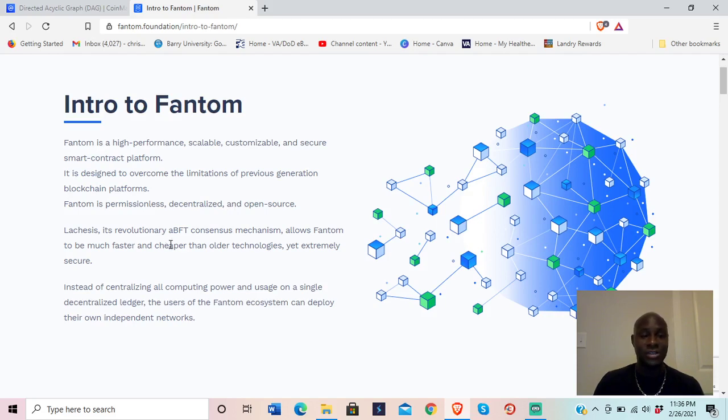Lachesis, its revolutionary ABFT consistency mechanism, allows Fantom to be much faster and cheaper than older technologies, yet extremely secure. Instead of centralizing all computer power and usage on a single decentralized ledger, the user of the Fantom ecosystem can deploy their own independent networks.